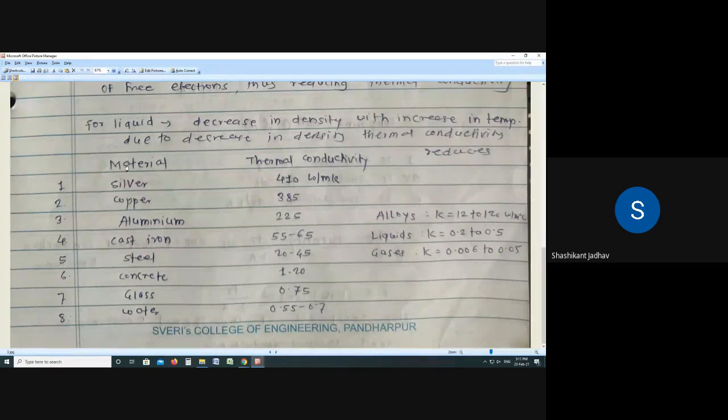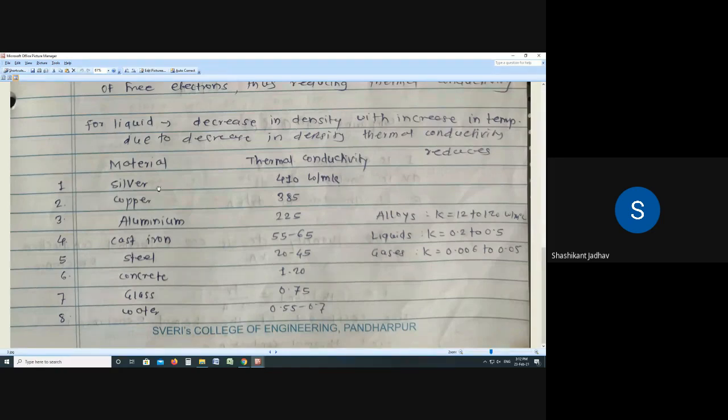Now all of you write down these values of the thermal conductivity of different materials. Write down the first column, that is material, and the second column we make as thermal conductivity, and write down the different materials. First material is silver, second is copper, then aluminum, cast iron, steel, concrete, glass, water, then alloys, liquids, gases, and write down the values of the thermal conductivity of these different materials.